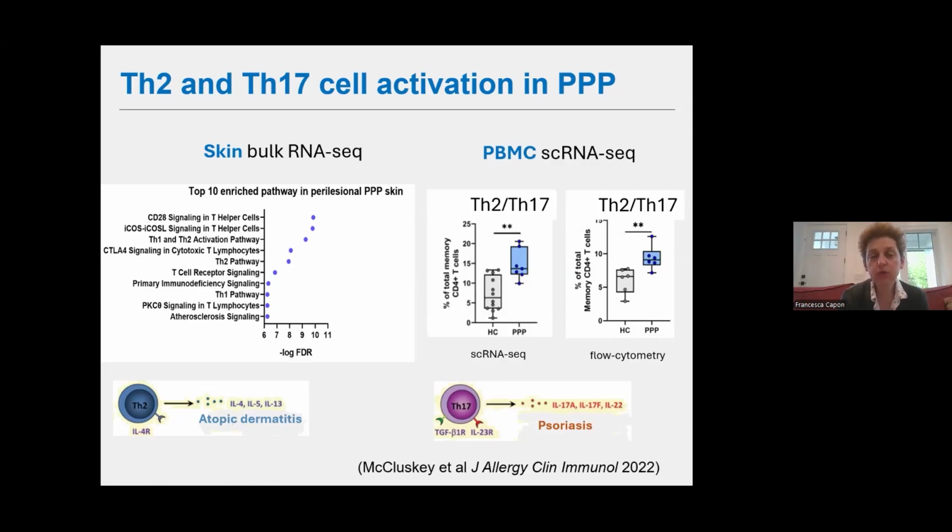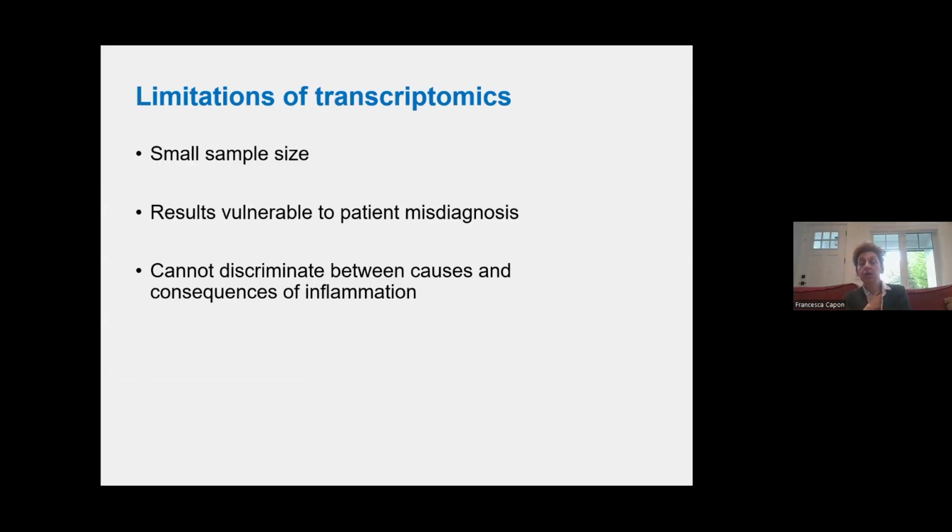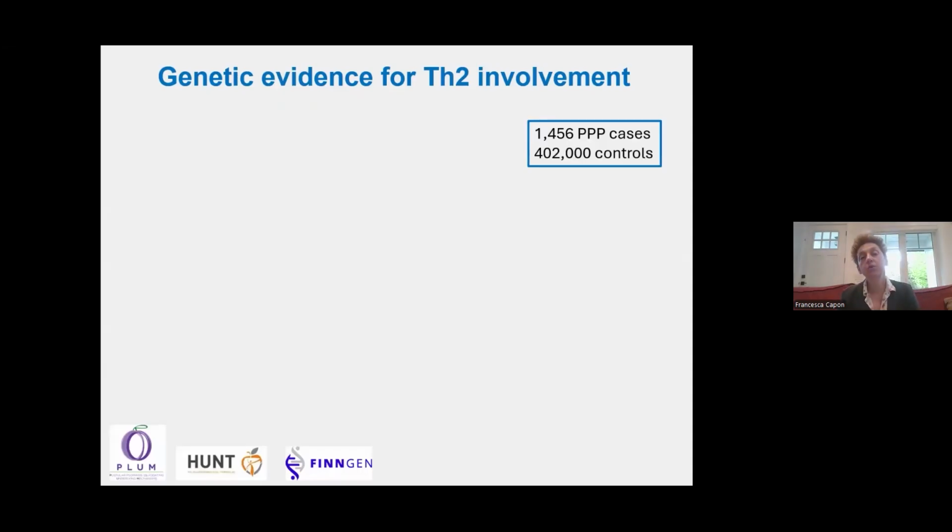But then we also have to acknowledge that transcriptomic studies have some limitations. Our study was relatively small and therefore particularly vulnerable to patient misdiagnosis. But even beyond that, regardless of size, transcriptomic studies cannot discriminate between alterations in gene expression that are a cause of inflammation or alterations in gene expression that are a consequence of inflammation. And to differentiate between the two, you need a large-scale genetic approach. And so we decided to bite the bullet and carried out the first genome-wide association study of PPP.